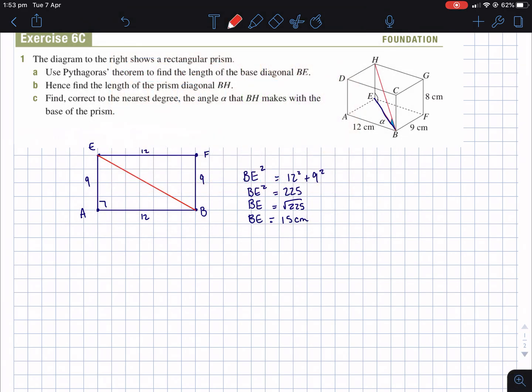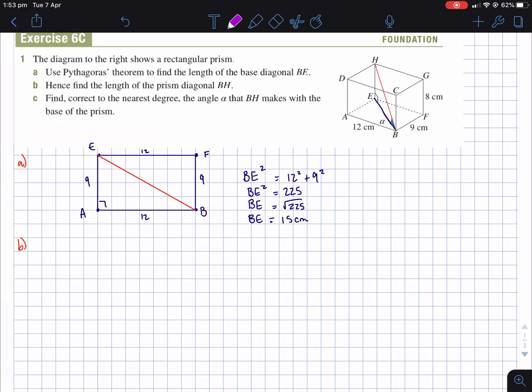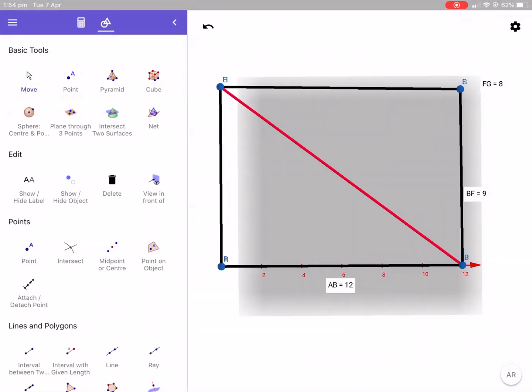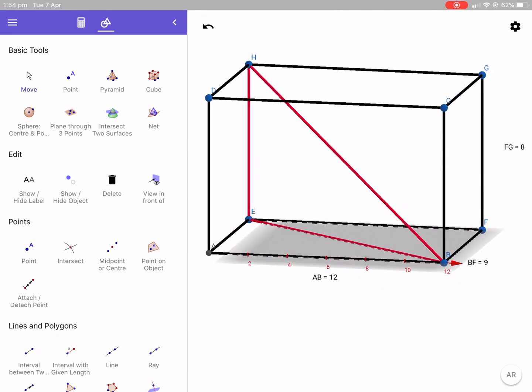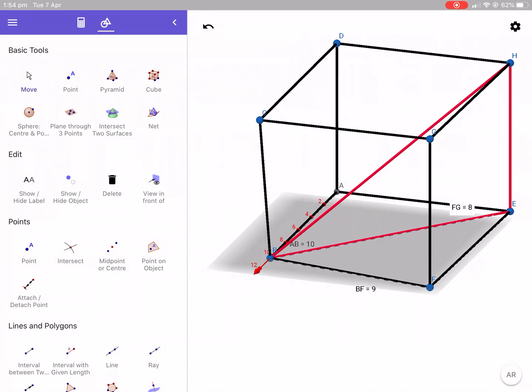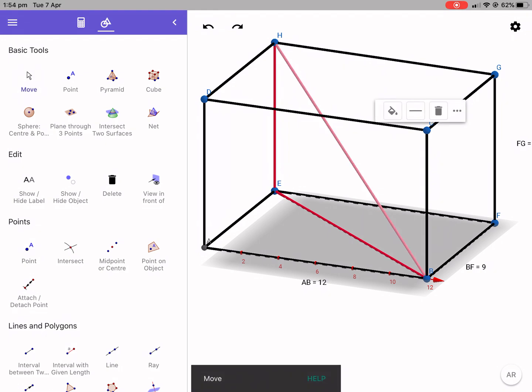So that was A. For B, they want BH. This time, we're looking at this diagonal. If we look at that one on our 3D shape, here's our 3D shape. We're looking for this length here.